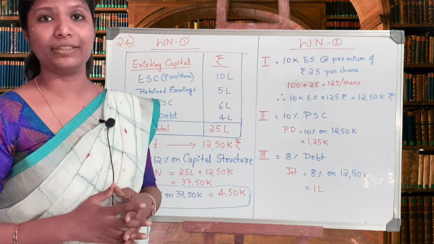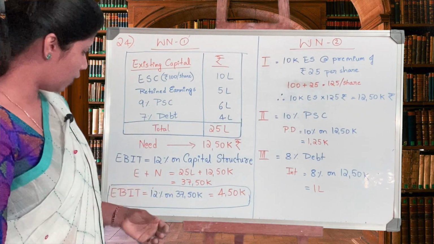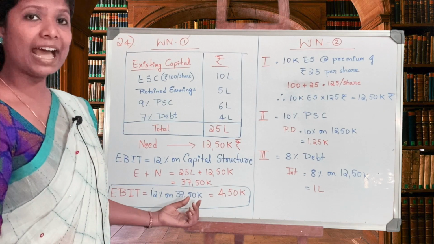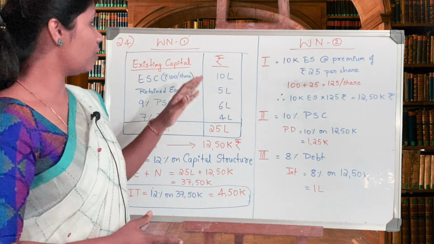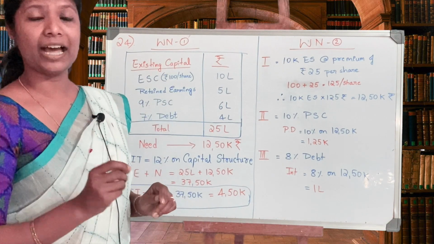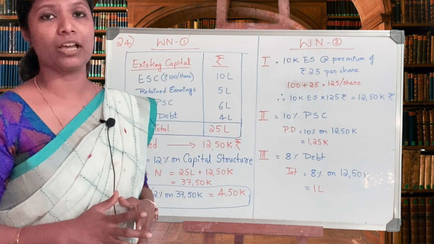Now we can find out the EBIT. It is 12% on capital structure. So 12% on 37 lakh 50,000 is 4 lakh 50,000 rupees. So this is your first working note: calculation of EBIT comes to 4 lakh 50,000 rupees.